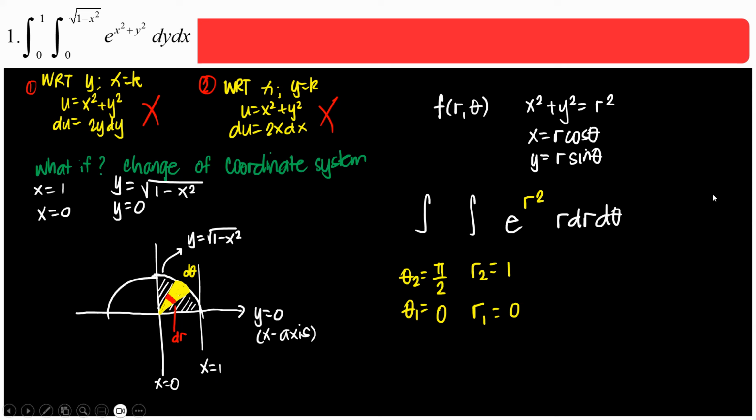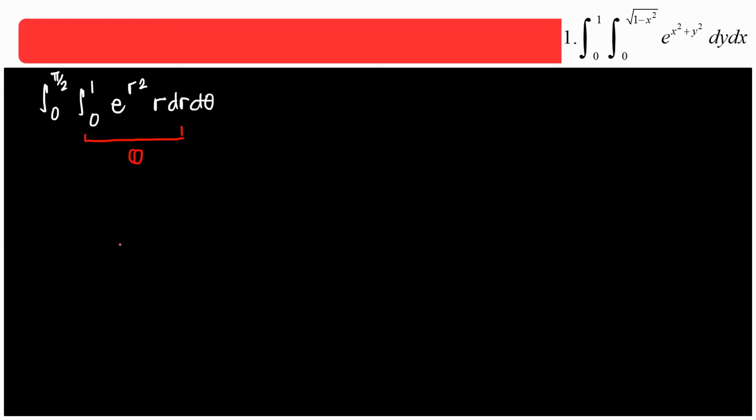So we need to solve this. Let us rewrite the problem. 0 to pi over 2, and this is 0 to 1 of what? e to the r squared r dr d theta. So let's go to the first integration. The first would be this one. So it's still a multiple integral.